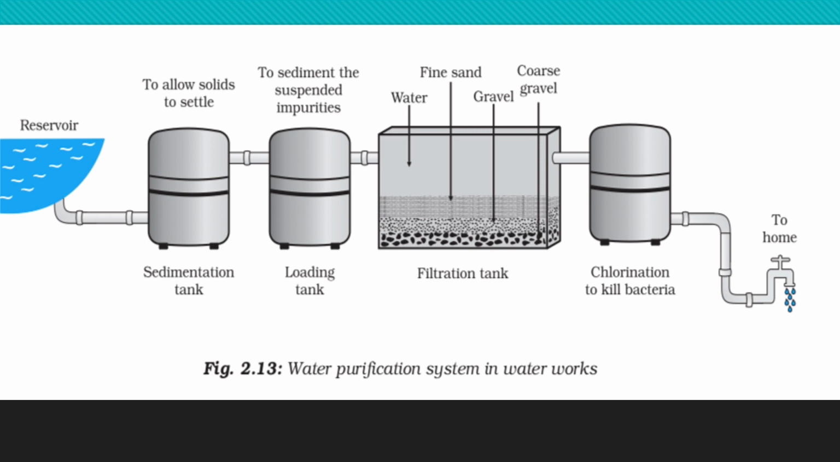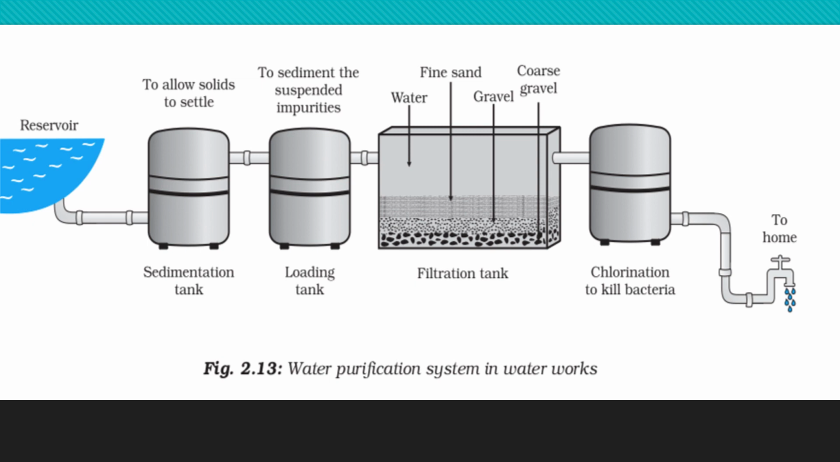So what is going to happen is all the suspended impurities are going to settle. Now how? By adding potash alum. What will potash alum do? It will just make the clay particles heavy and all the clay particles will settle down. Now the water is purer and is ready to go for the next step. The next step is called a filtration tank where there are beds of coarse gravel, fine sand and water.